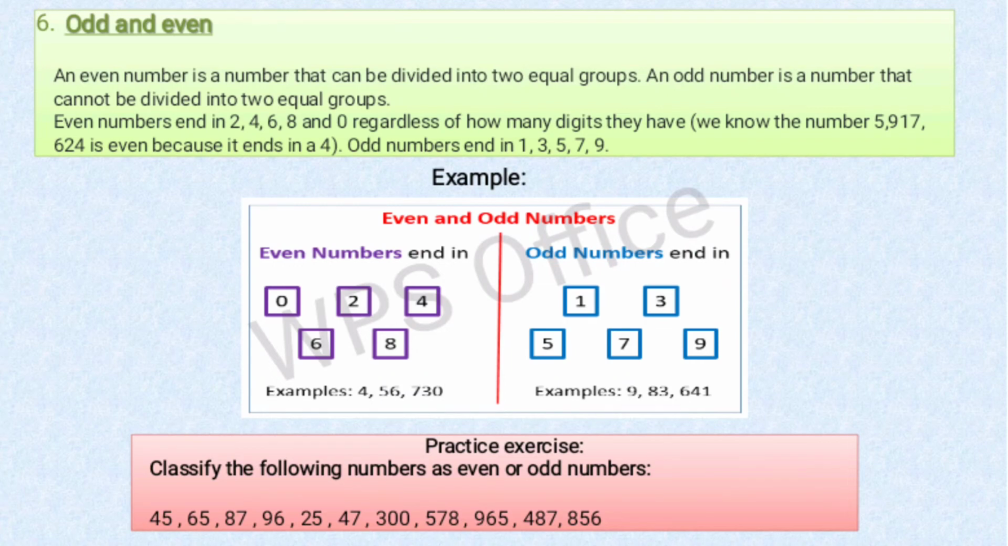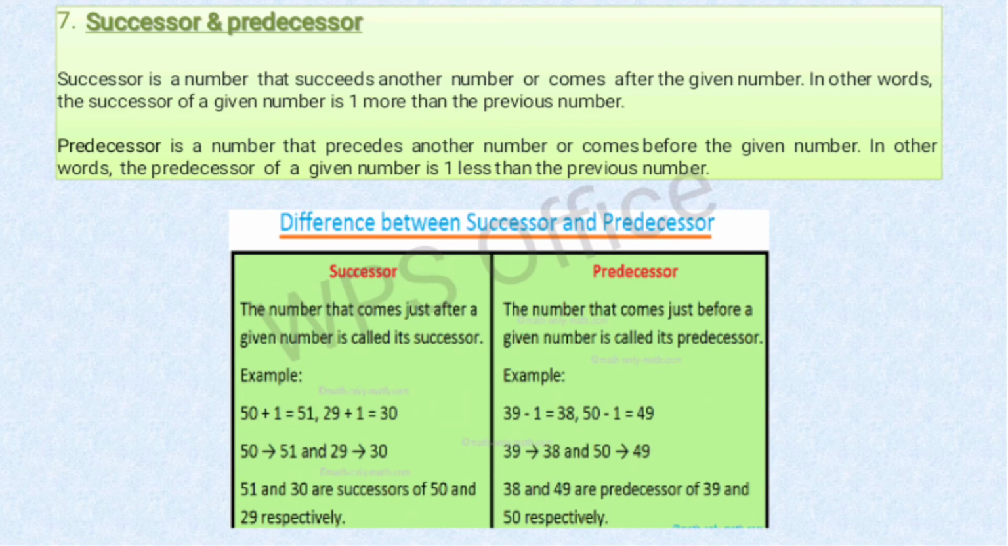Let's move to our next topic, that is successor and predecessor. Successor is a number that succeeds another number or comes after the given number. In other words, the successor of a given number is one more than the given number. Predecessor is a number that precedes another number or comes before the given number. In other words, the predecessor of a given number is one less than the given number. So what's the difference between successor and predecessor?